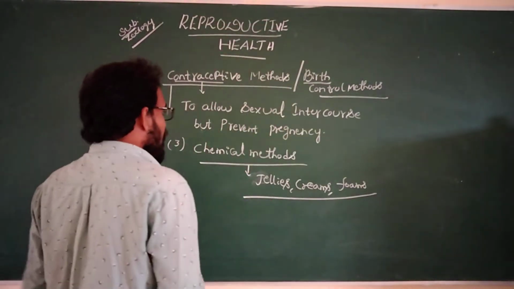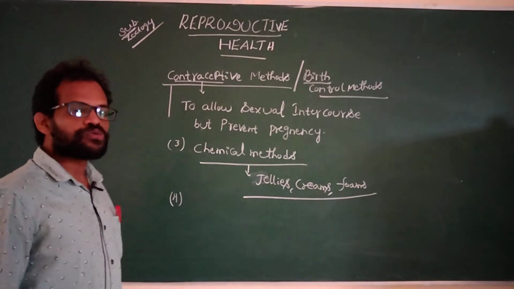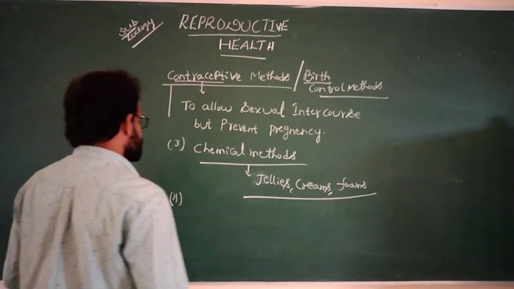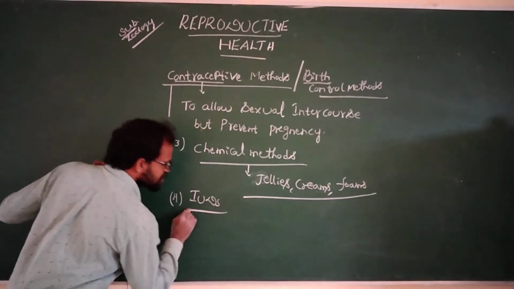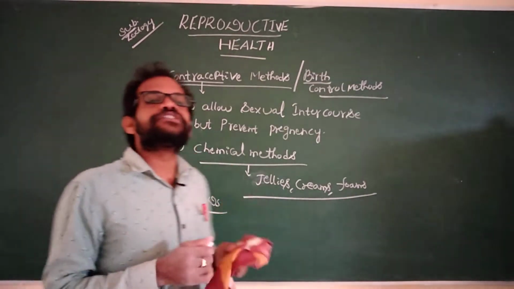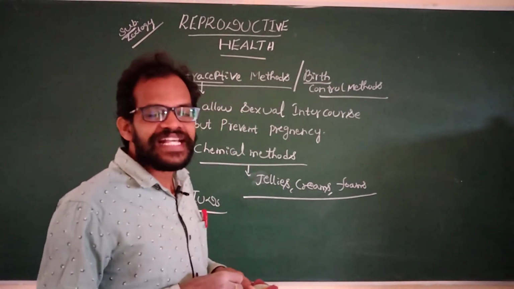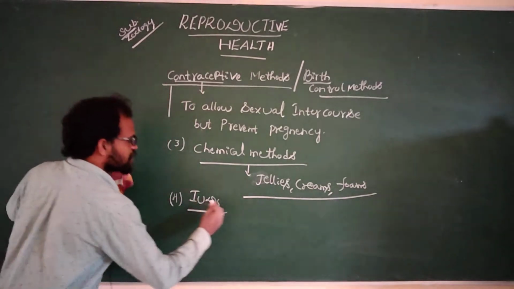Next, after the chemical methods, we are going to discuss intrauterine devices. What is it? Some devices are inserted into the uterus before sexual intercourse. They will prevent pregnancy. What is the full form of IUD?